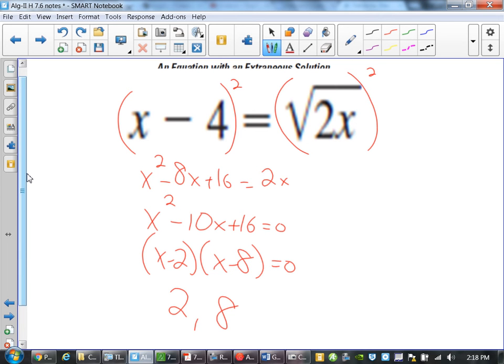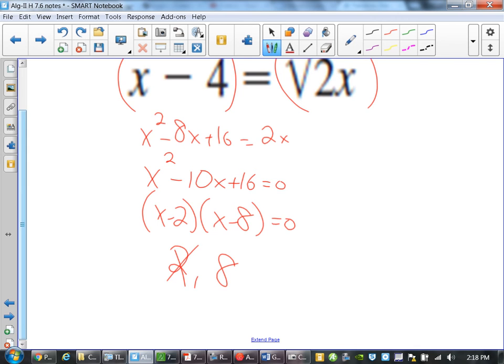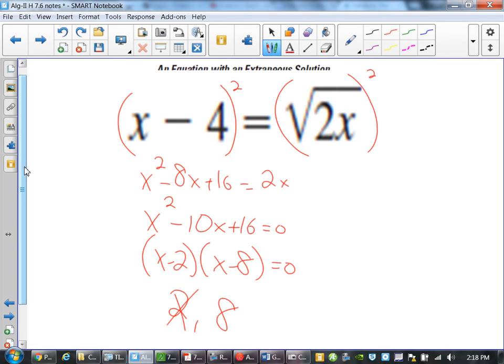So check it. What's 2 minus 4? Negative 2. Am I going to get a square root that's going to give me a negative? No. That one won't work. What's 8 minus 4? It's 4. What's the square root of 16? 4. Now the reason that it's not plus minus is because you didn't take the square root over an equal sign. Here you're just saying, does 2 minus 4 equal the square root of 2 times 2? The square root of 4 is 2, but it's not negative 2.